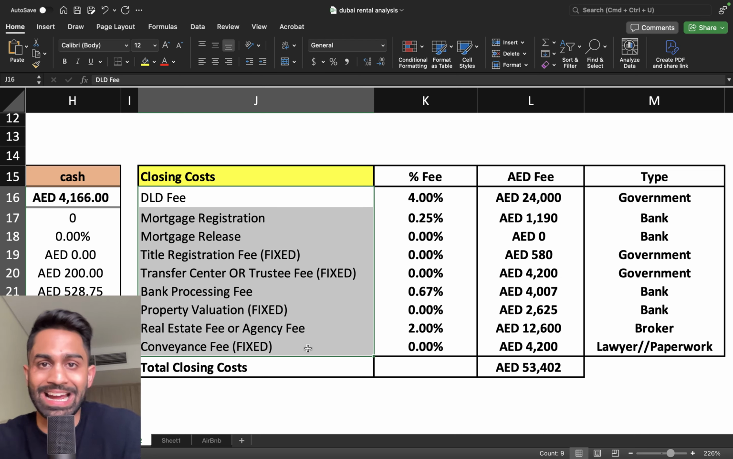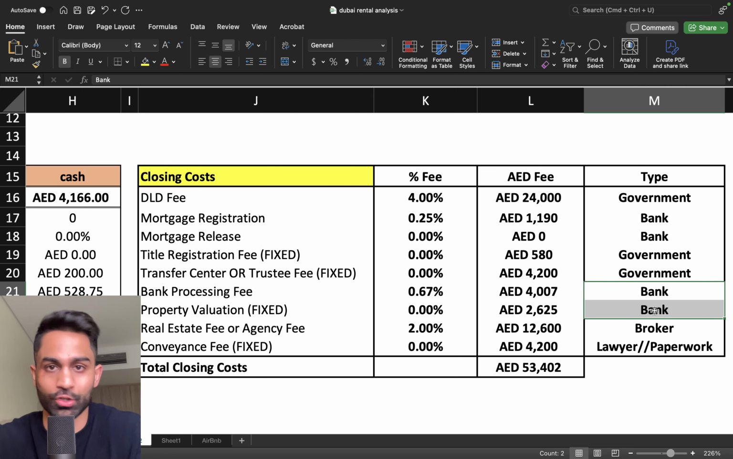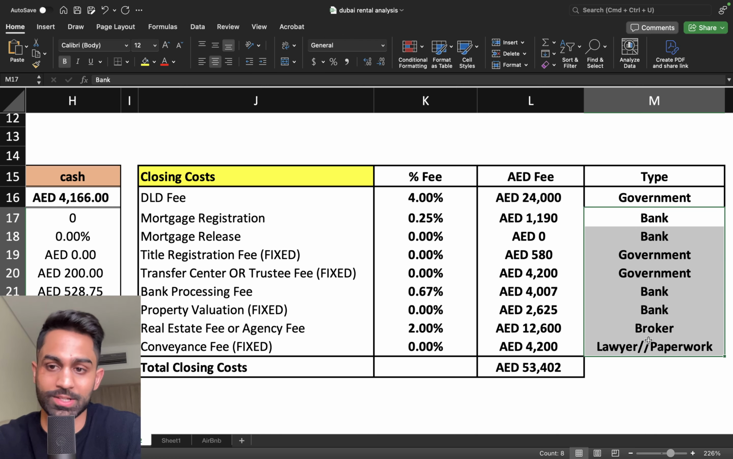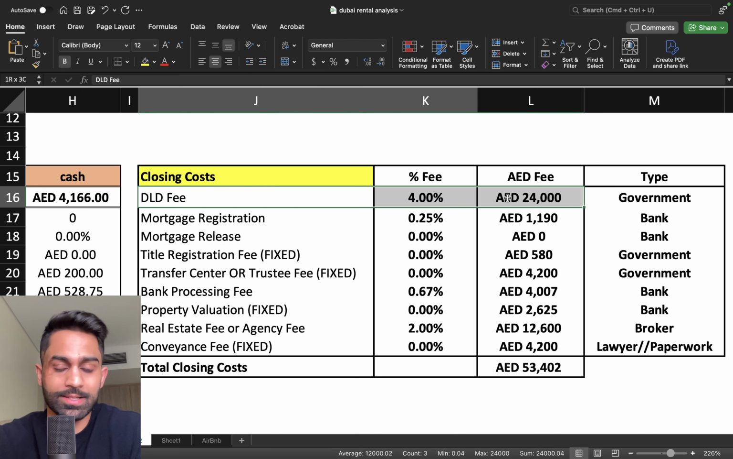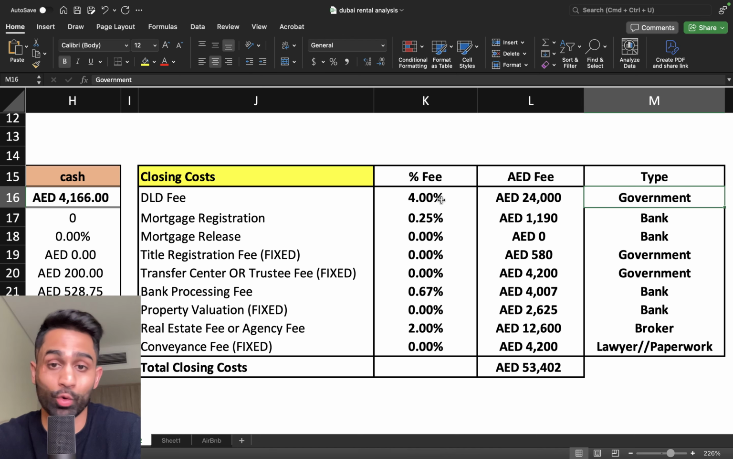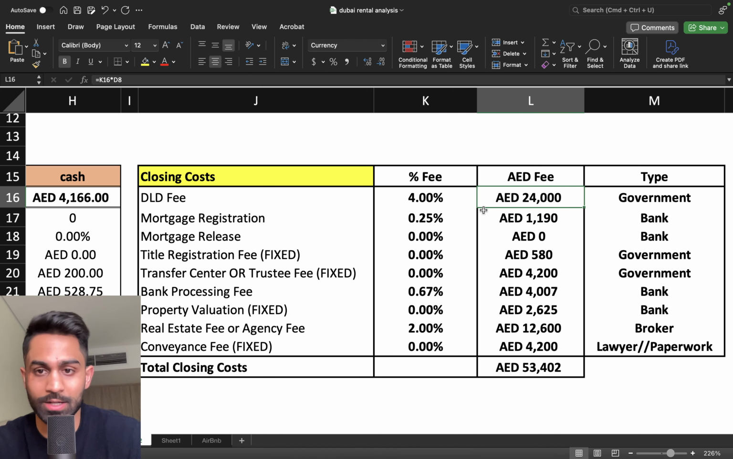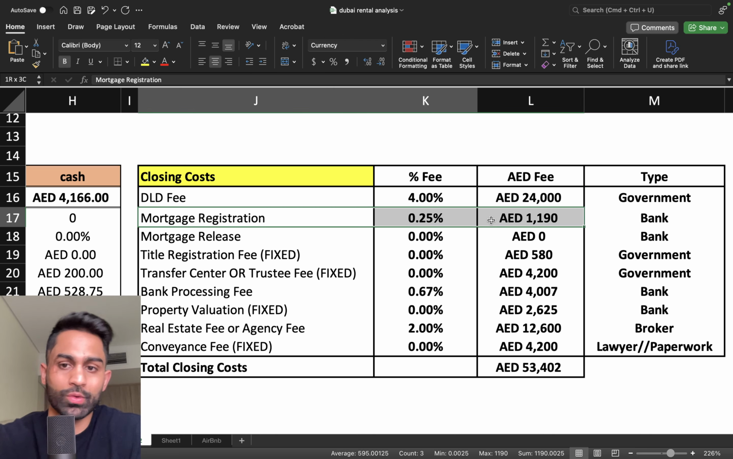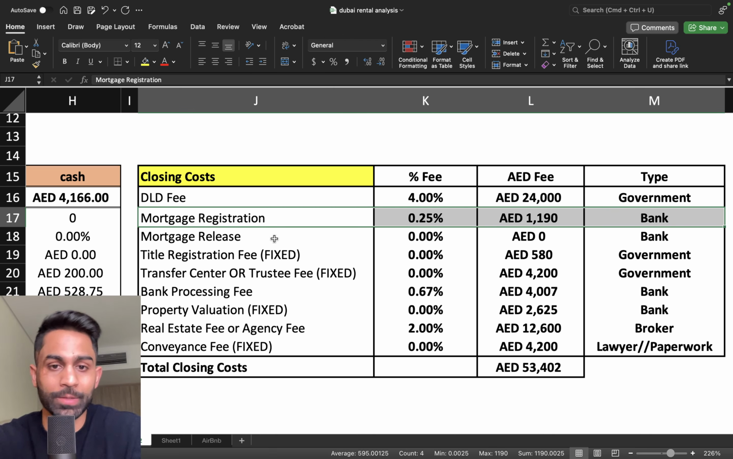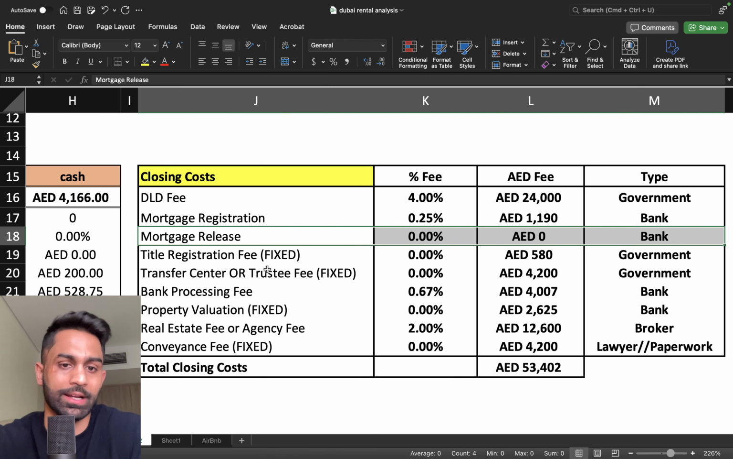Of course, if you're buying cash and if you're not taking on a mortgage, you can remove all these banking fees because you're going to be paying in cash and you can close a deal sooner. But if you are taking on a mortgage, then of course you have to account for this banking fee as well. So DLD is the biggest one, which is the Dubai Land Department. That's where you do the transfer and that's where you register your property, and that's a government fee, 4% of the purchase price. Basically, that's 24,000 based on this particular example. Mortgage registration, which is the banking fee if you're taking on a mortgage. Mortgage release fee, I haven't seen that right now.